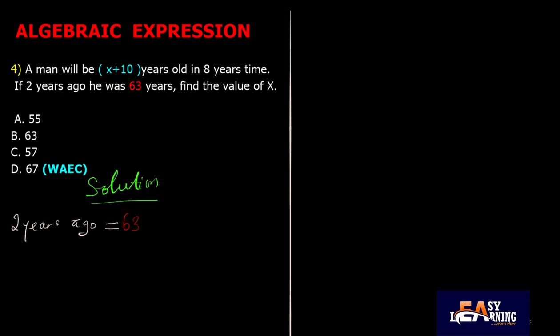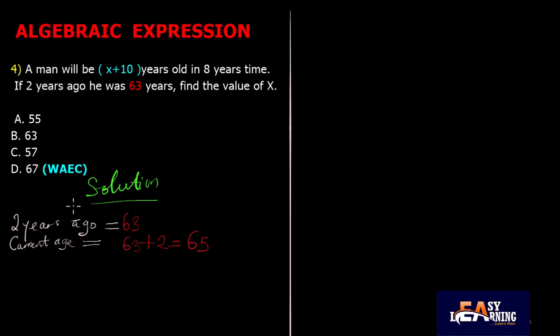And now his current age. Since we know how old he was 2 years ago, current age is going to be his previous age 2 years ago, that is 63, and now plus 2, and we are going to have 65. So 65 is his current age.